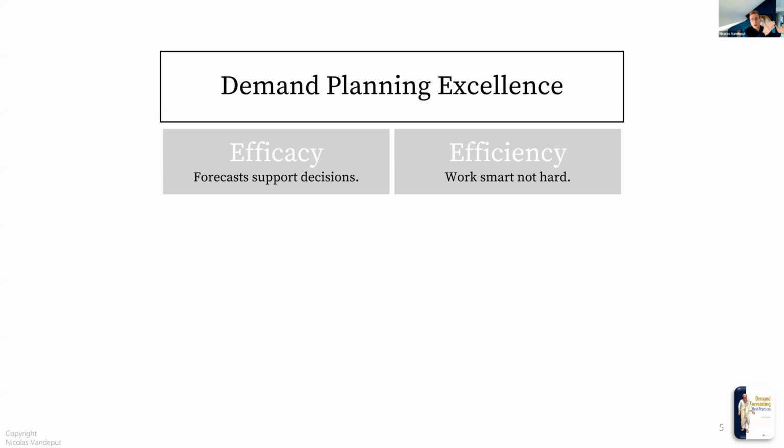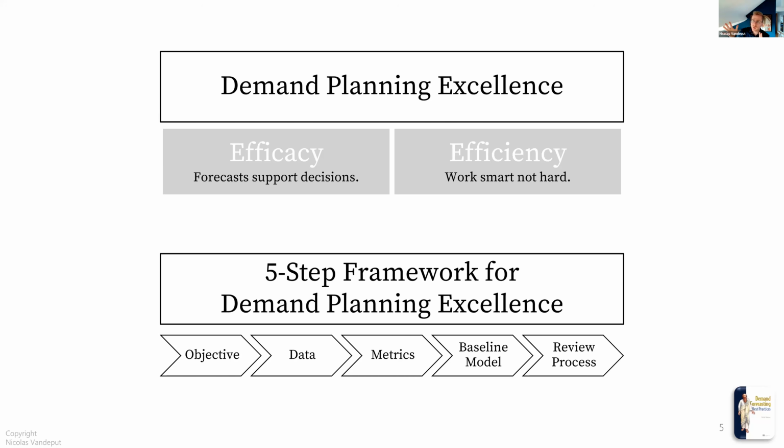I created this kind of 5-step framework, and that's basically the topic of my upcoming book. It's basically just to go through these 5 steps. Today we will just highlight some parts of these, but I always follow these 5 steps. The first thing is that we need to define the objective: why do we forecast demand, and what should we forecast. Then we can discuss how we get the data to support these forecasts.